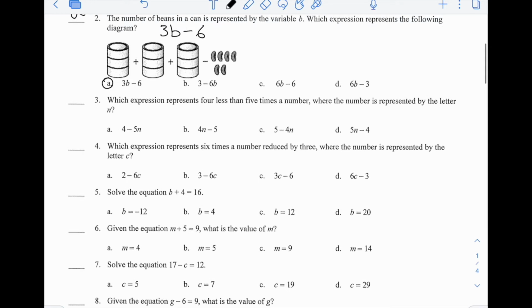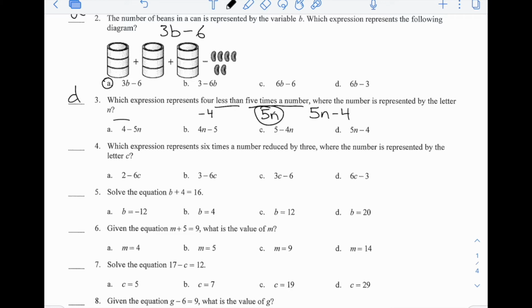Number 3, which expression expresses 4 less than, so subtract 4, 5 times a number, where the number is represented by the letter n. 5 times the number is going to be 5n. So 4 less than this has to be written as 5n subtract 4. So that would be D.